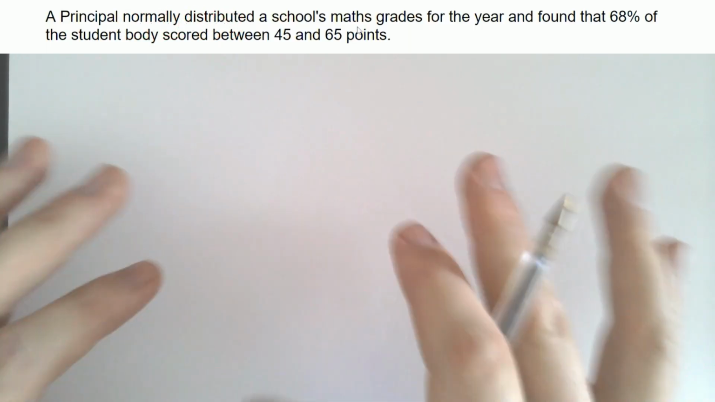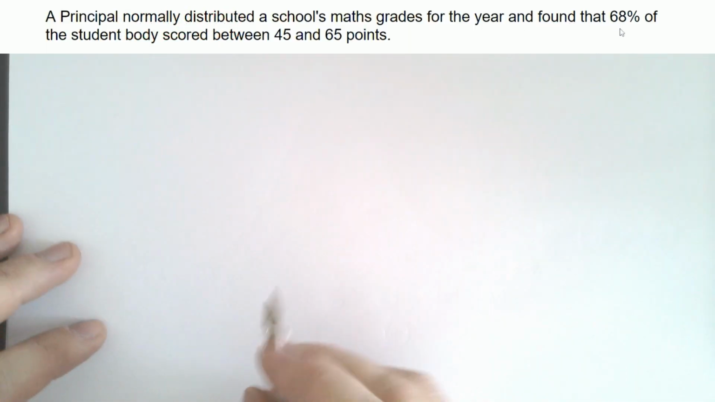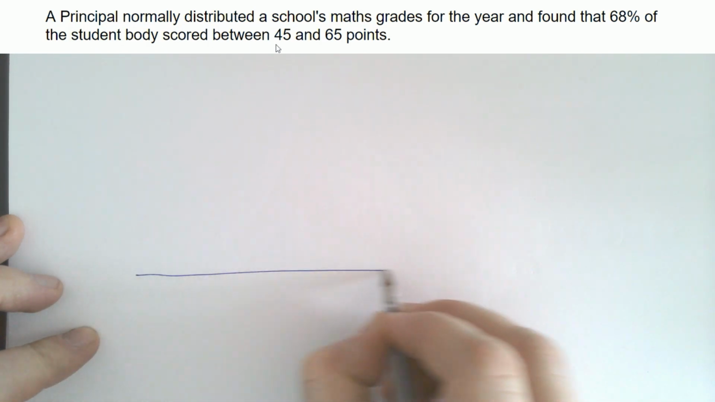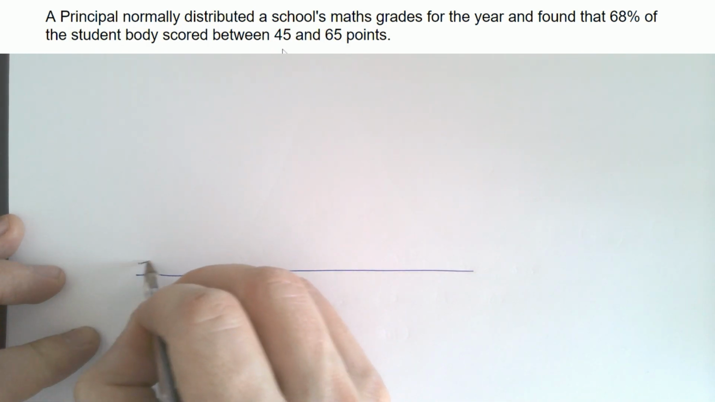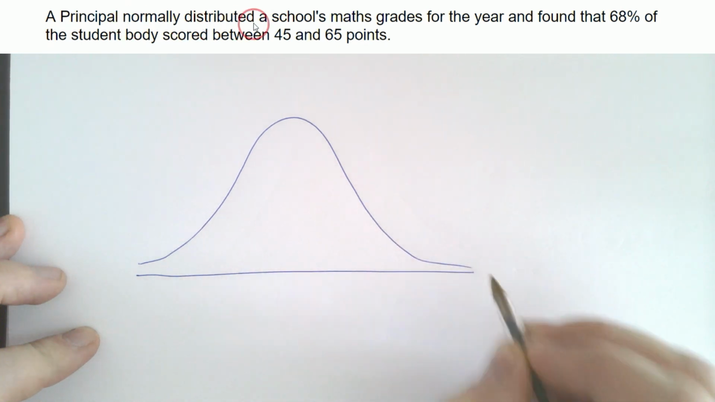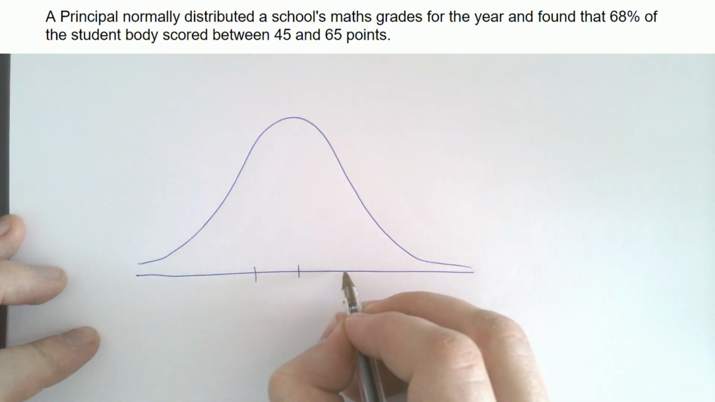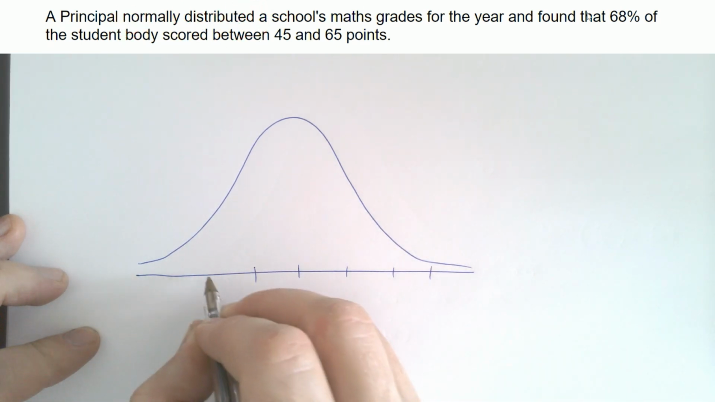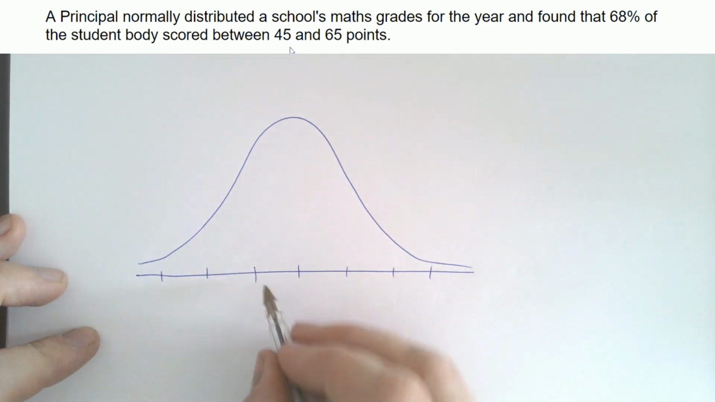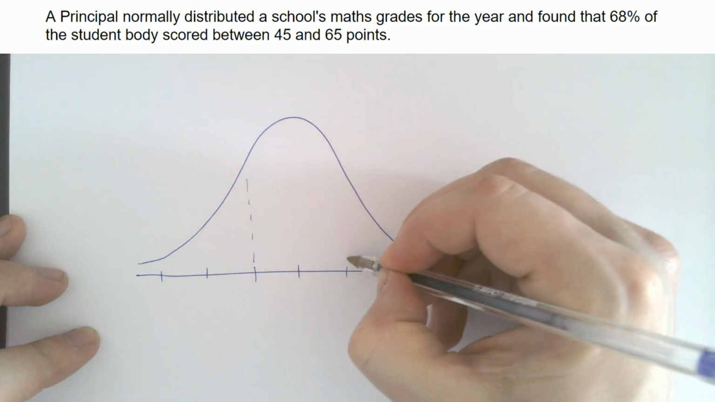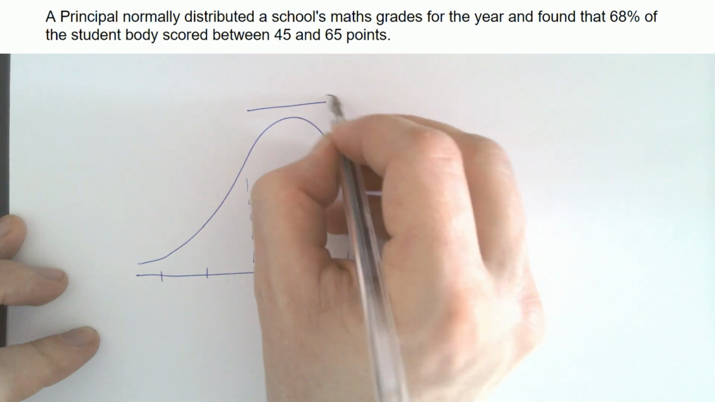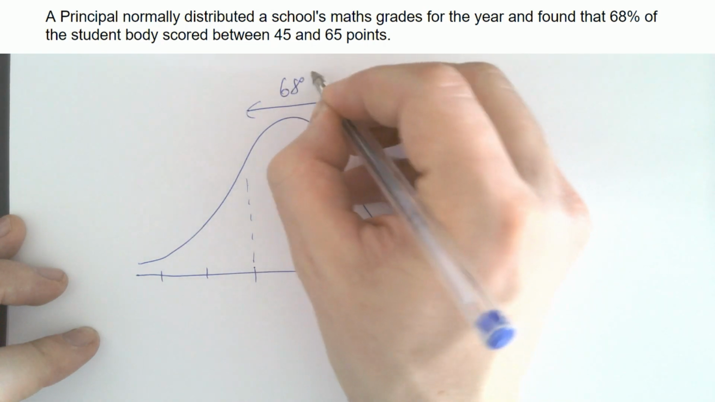In this one, it said the principal normally distributed the school's maths grades and found that 68% of students had a score between 45 and 65 points. So I'm going to sketch the curve again. And I'm going to say, well, hold on, what's 68% again? So 68% is my first empirical rule. It means it's 1 standard deviation away from each side of the mean. So this part here is my 68%.